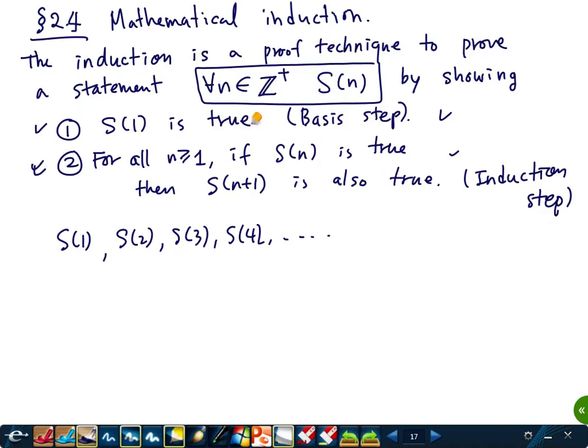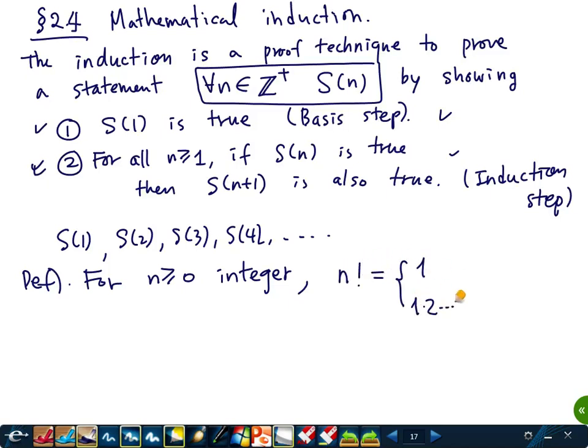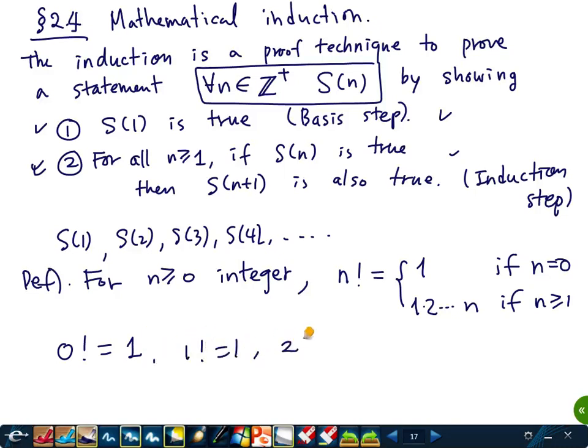I think you have seen this kind of thing very often. Before doing that, let me define one thing. For an integer n at least 0, meaning a non-negative integer, n factorial is defined to be 1 if n equals 0, and 1 times 2 times up to n if n is greater than or equal to 1. So n factorial is basically the product of integers 1, 2, 3 up to n. But 0 factorial is defined to be 1. And 1 factorial is 1. 2 factorial is 1 times 2 equals 2. 3 factorial, 1 times 2 times 3 is 6.